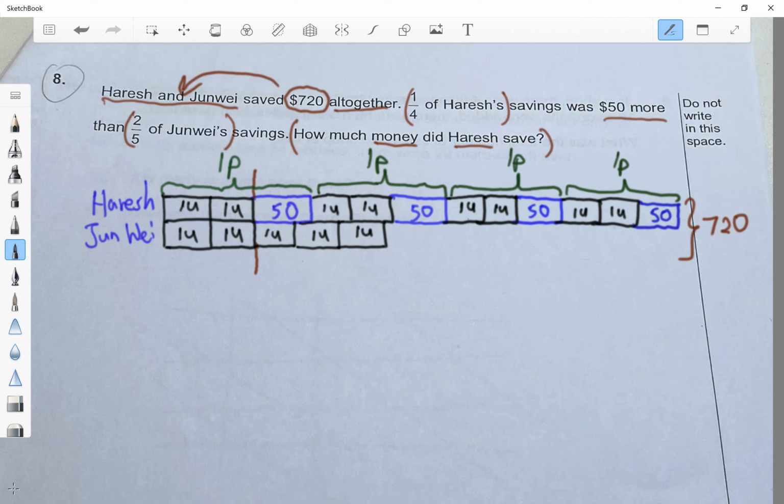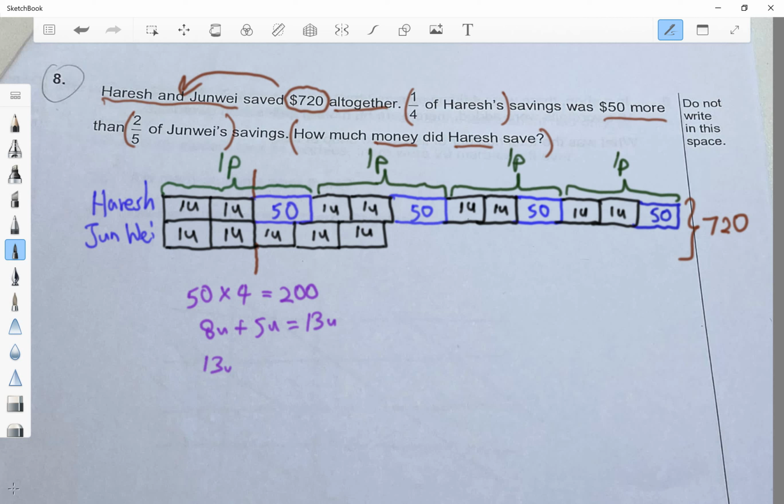So I will actually want to remove the 50 from Haresh. And my first step will be 50 multiplied by 4, and that will be 200. Thereafter, I will need to remove this 200 from the entire model. And if I were to do that, and I start counting, there will be a total of, say, 8 plus 5 units. So 8 units from Haresh, 5 units from Junwei, and that's a total of 13 units.